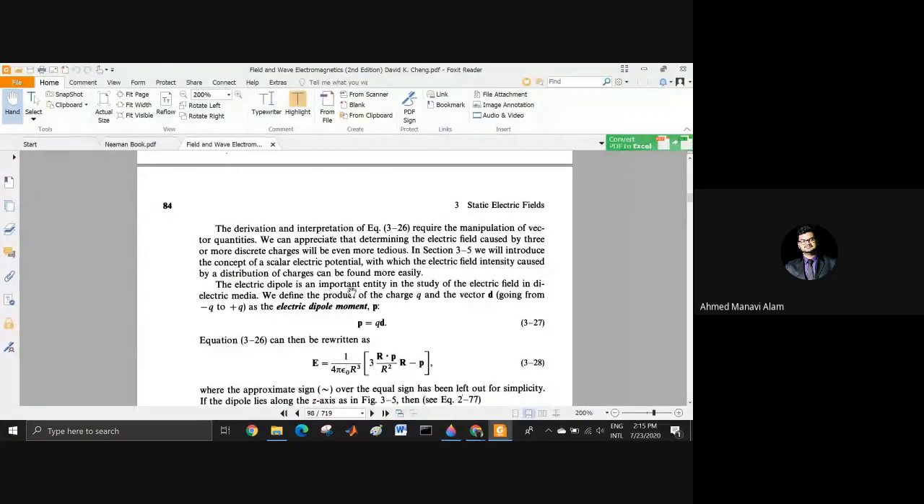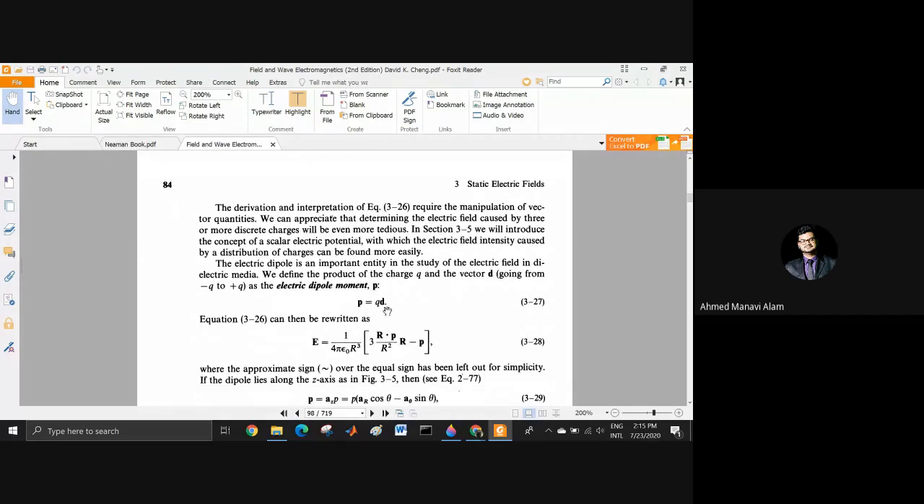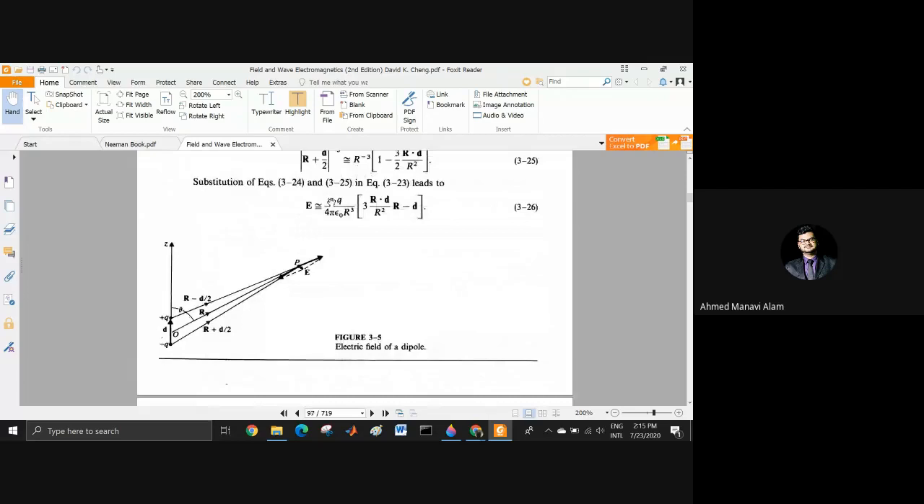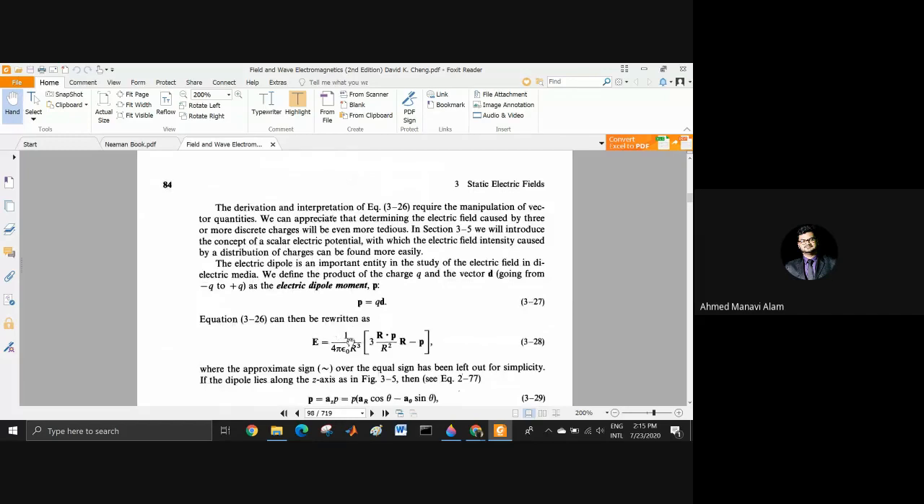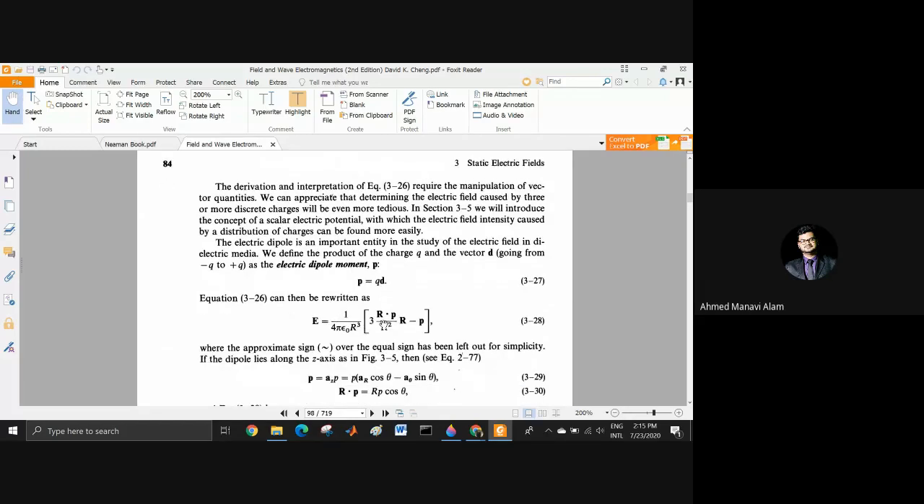The electrical dipole is an important entity in the study of electric field in dielectric media. We define the product of the charge and the vector d going from minus q to plus q as the electric dipole moment p. So p equals q into d. Now you can see that q is multiplied here, q into d, and then that is replaced here by p, and there is no longer the q. So this is my expression. Now the approximate sign is removed for simplicity.